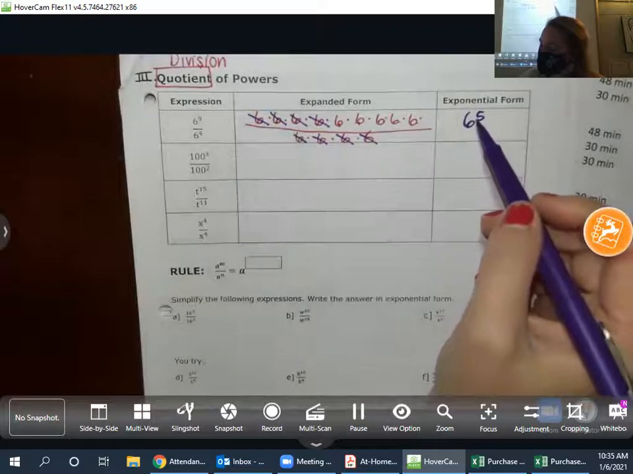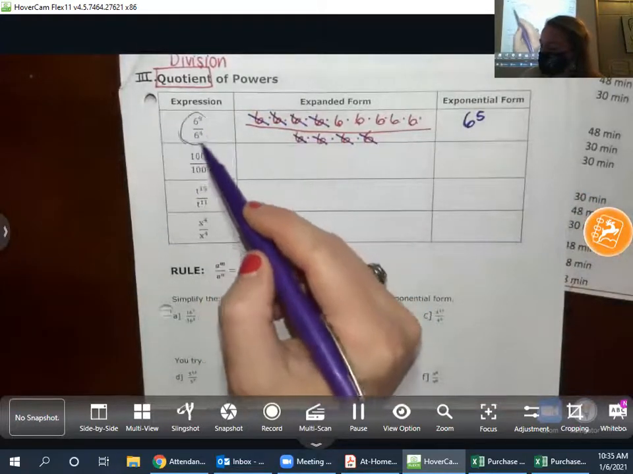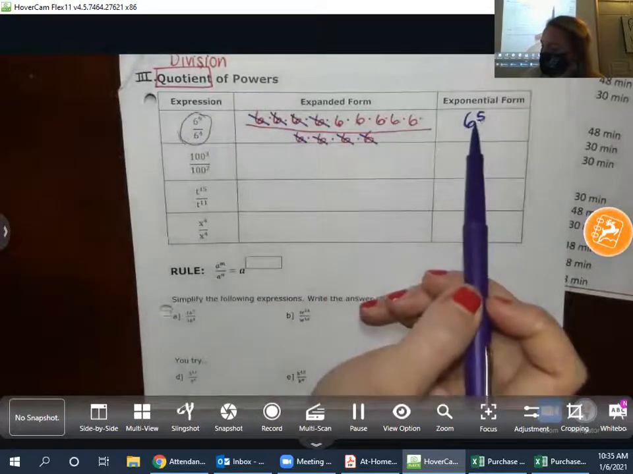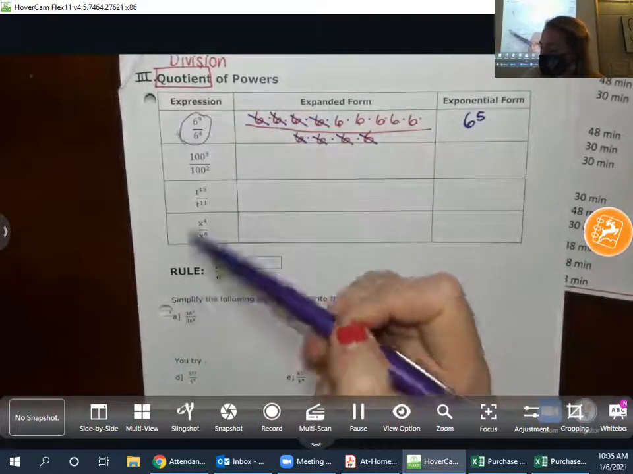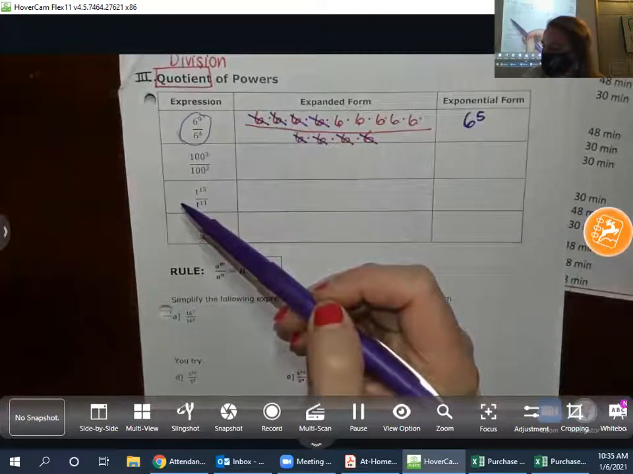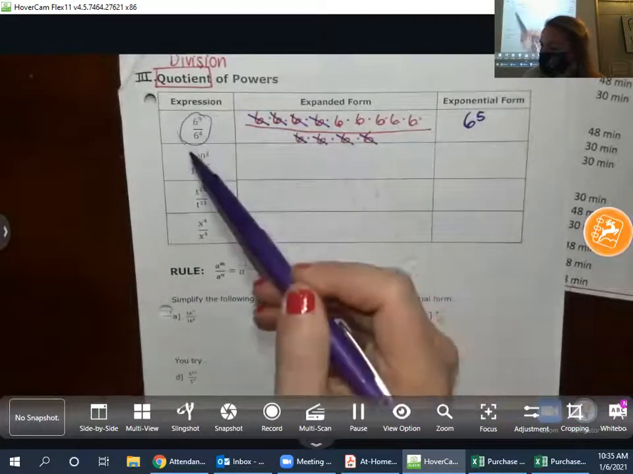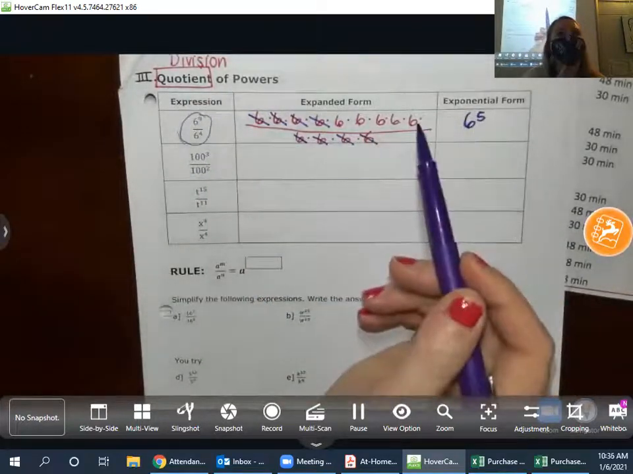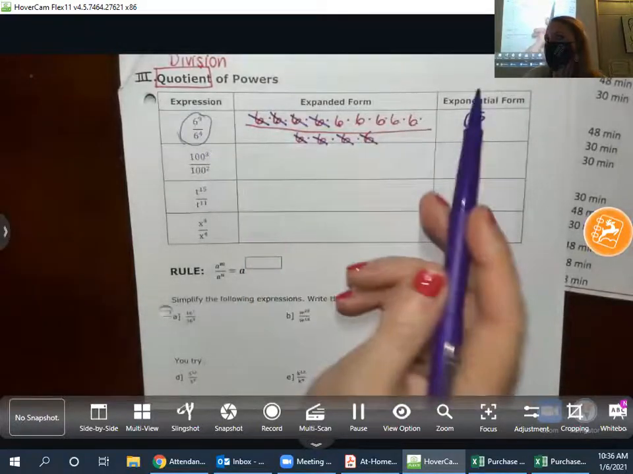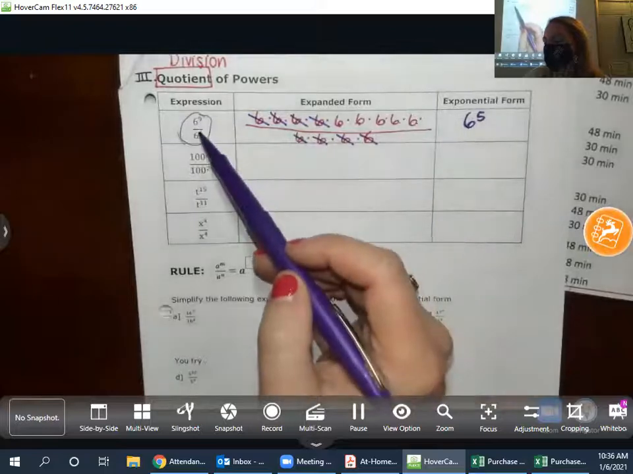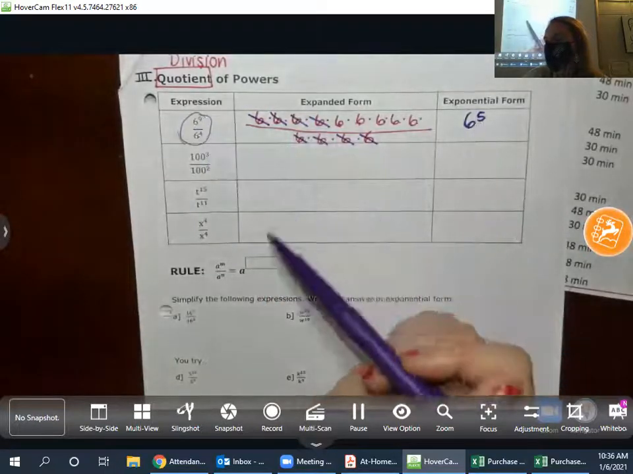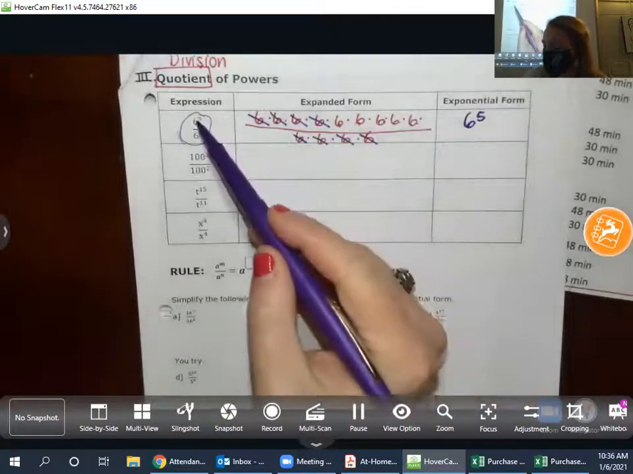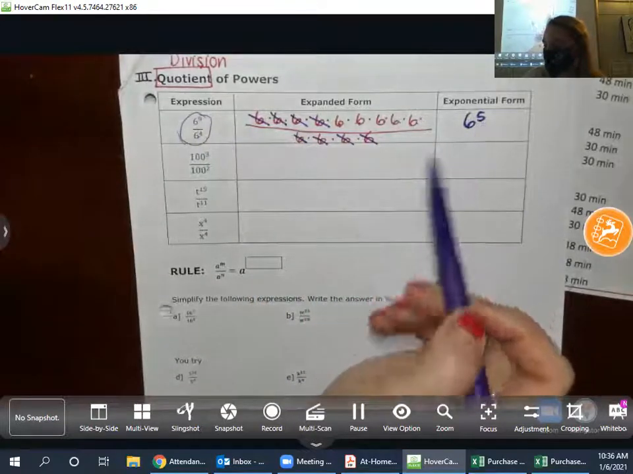Now, I want you to look at this answer and come back over here to the original expression. Do you see any correlation of how we could get from this to here without having to do all this? A shortcut, if you will. Look at the numbers. Do you see any kind of pattern or relationship between this and this? Yep, they still have that 6 base. That's good. What else? Look at the exponents, these exponents and then the final exponent. Yes. If you subtract the exponents, you get this exponent.